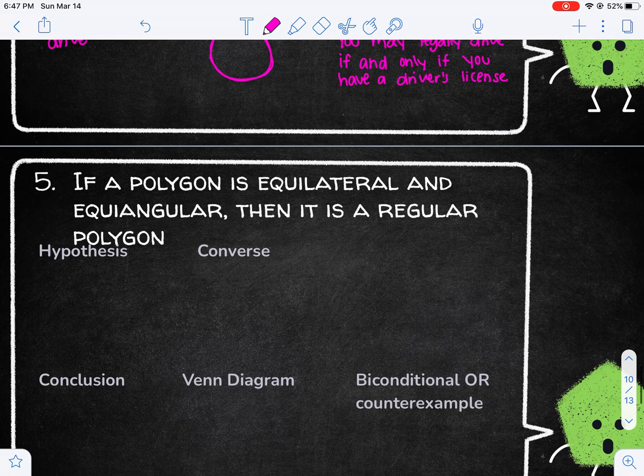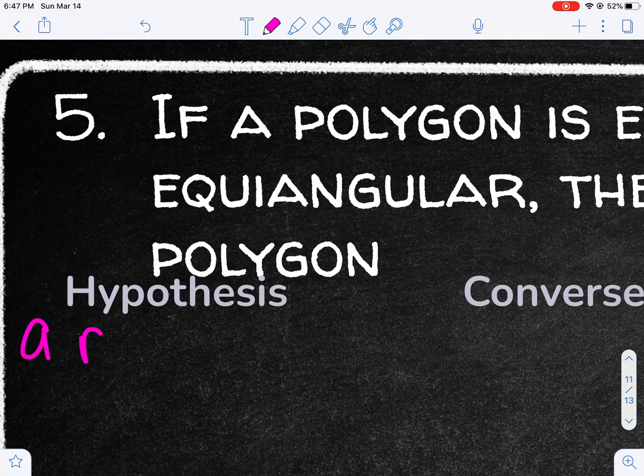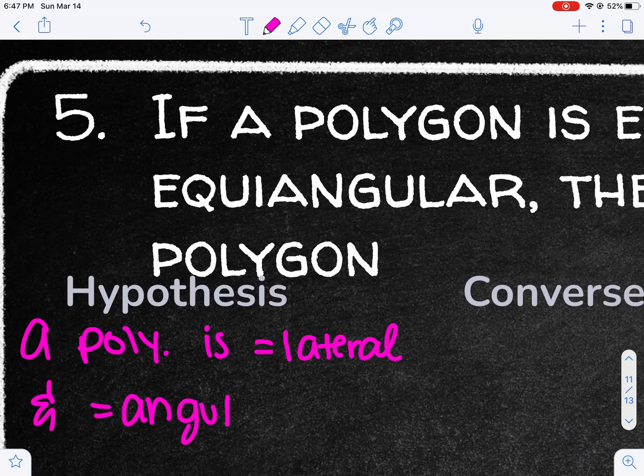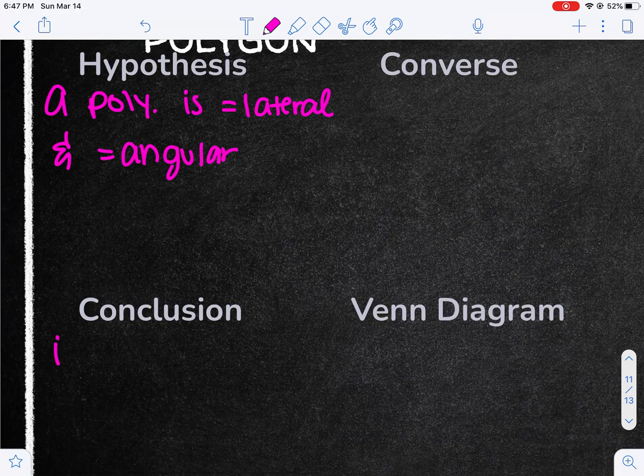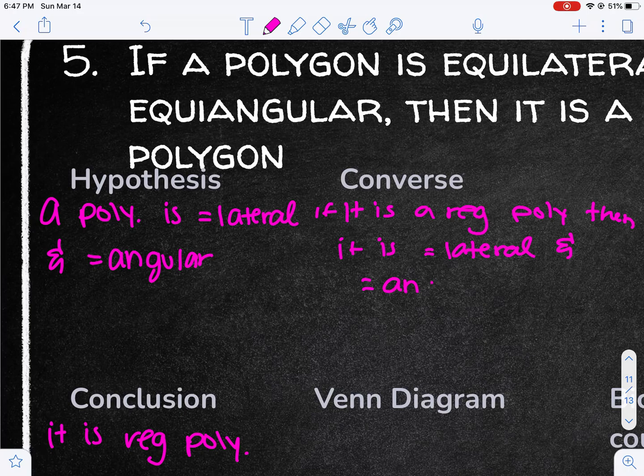We'll do two more examples. So we've got if a polygon is equilateral and equiangular, then it is a regular polygon. So my hypothesis is a polygon is equilateral and equiangular. The conclusion is it is a regular polygon. My converse would be, if it is a regular polygon, then it is equilateral and equiangular.